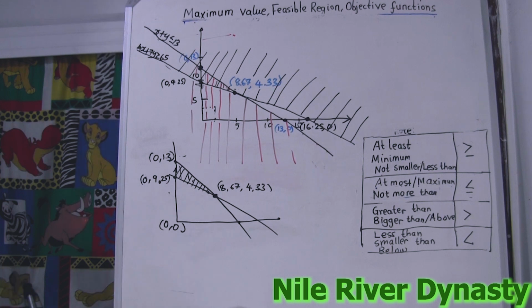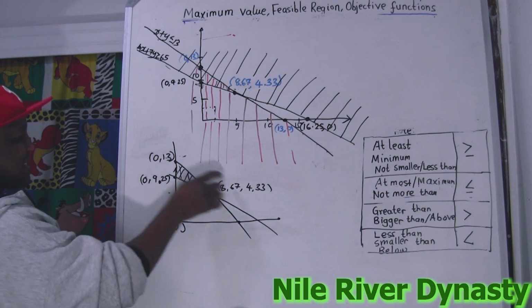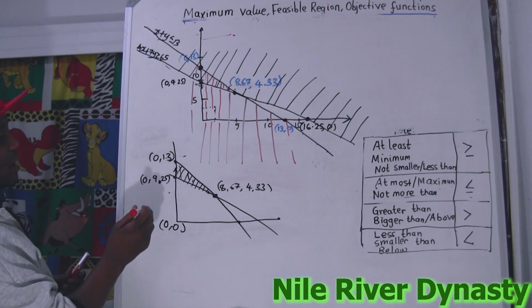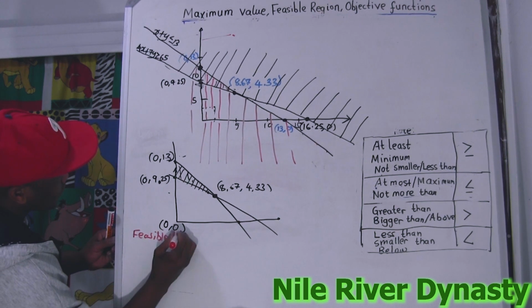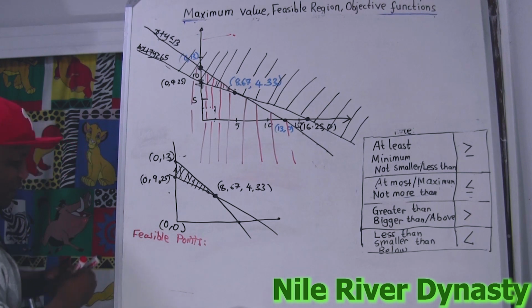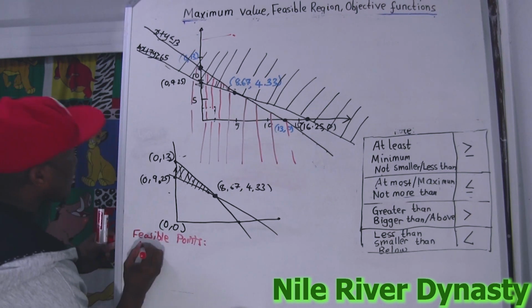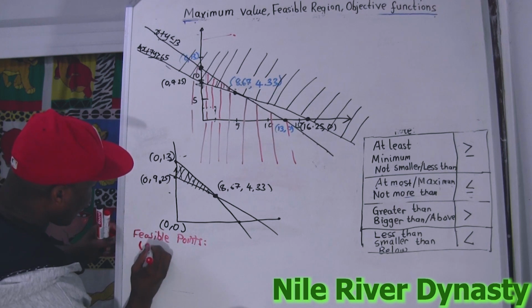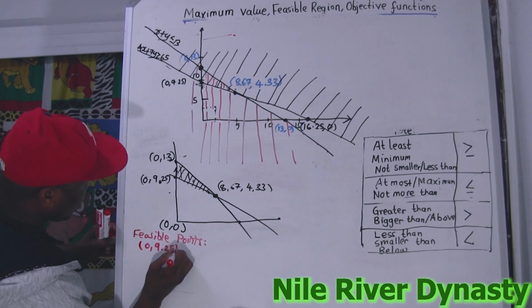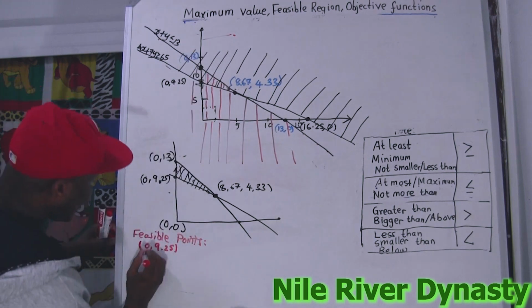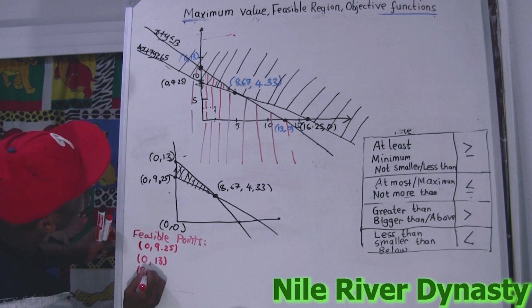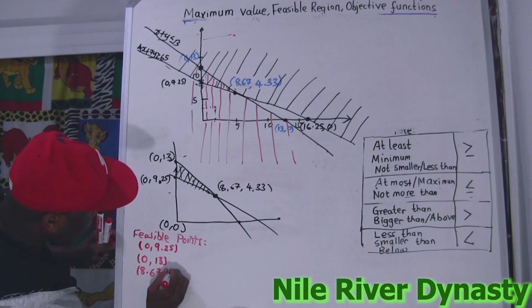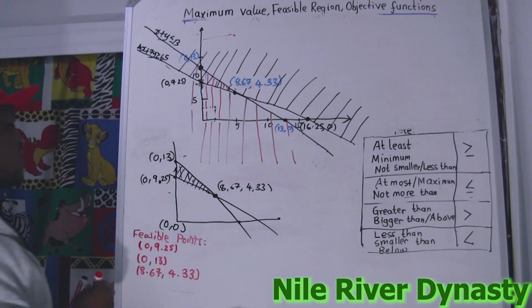So since I got my feasible region, I need to have the feasible points. My first feasible point is 0, 9.25. The second feasible point is 0, 13. And the third feasible point is 8.67 and 4.33. So these are my feasible points.